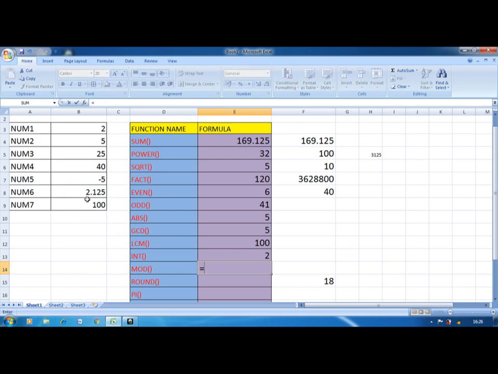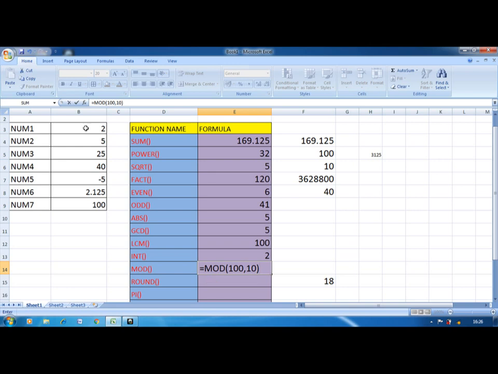Next one is MOD. This function returns the remainder from the divisor. So, equal to MOD. I will choose 40, comma, B6, comma, B3. So instead of cell address, write the number 100, comma, I will write 10.